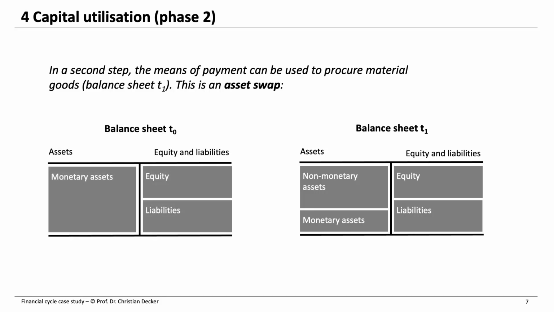The balance sheet T0 represents the initial situation before capital utilization. After raising equity and debt capital, all assets are available in liquid form. After capital utilization, the equity and liability side of the balance sheet T1 shows the unchanged items for equity and liabilities. On the asset side, however, monetary assets were used for the procurement of material goods, in other words, changed into non-monetary assets.